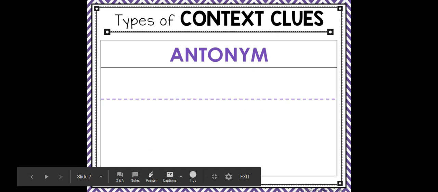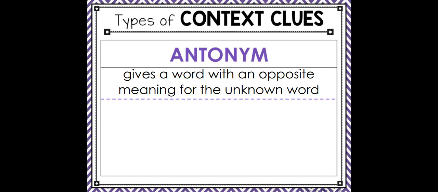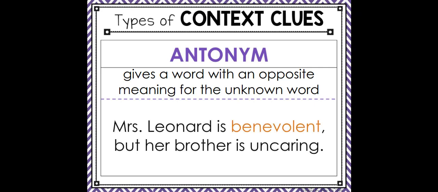Readers can also look for antonyms. Antonyms give a word with an opposite meaning for the unknown word. Mrs. Leonard is benevolent, but her brother is uncaring. The underlined word shows the antonym, uncaring.